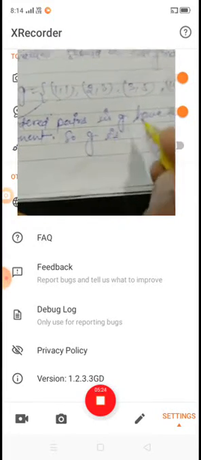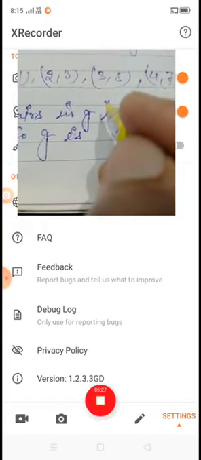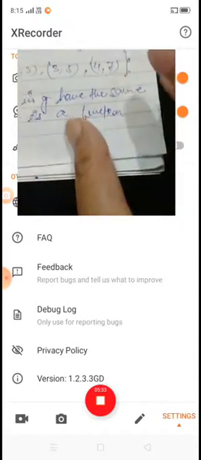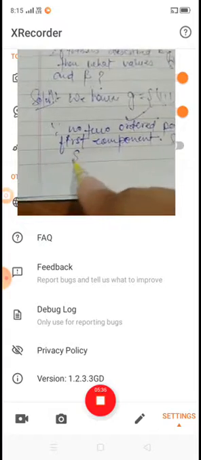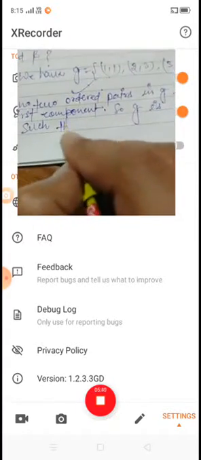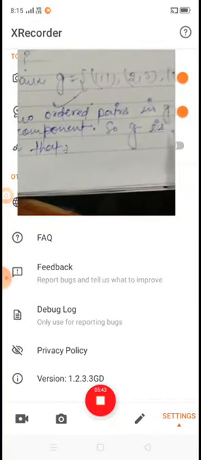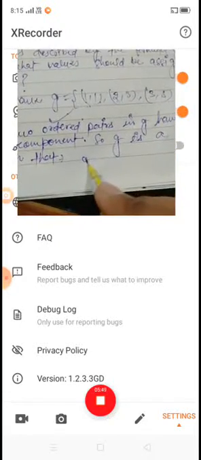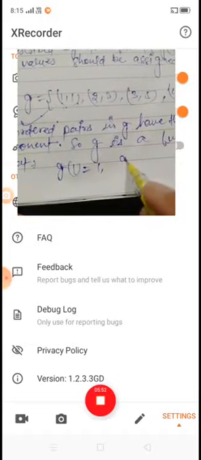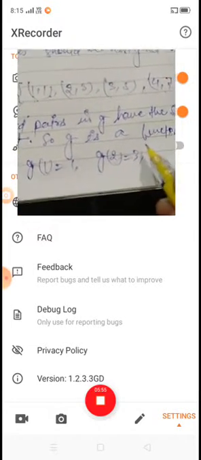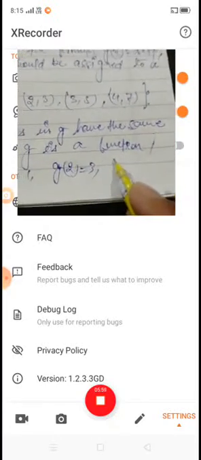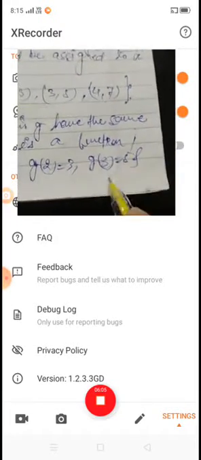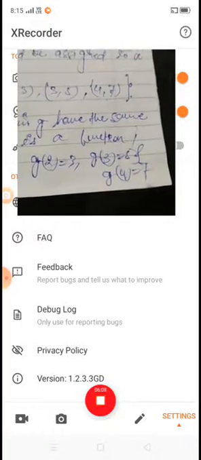So g is a function, right? g is a function such that g(1) is equal to 1, g(2) is equal to 3, g(3) is equal to 5, and g(4) is equal to 7.